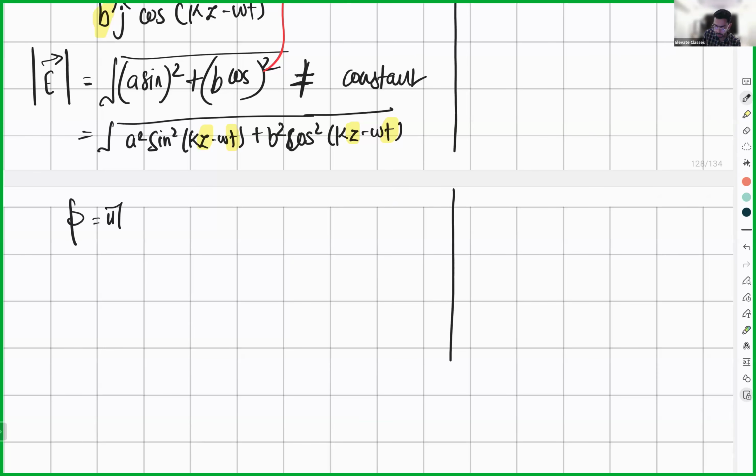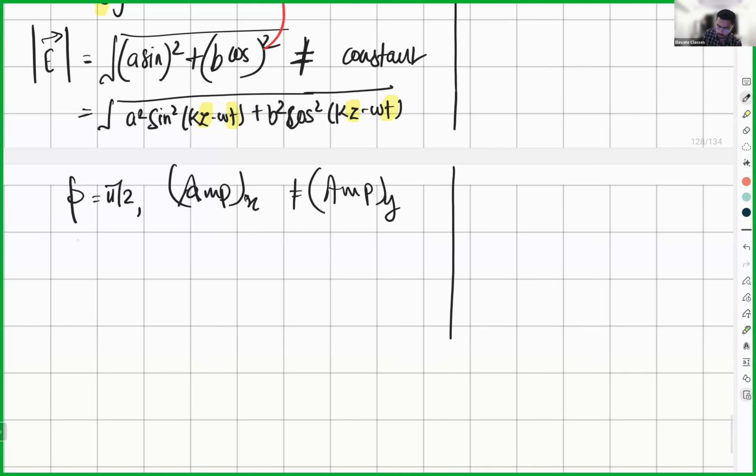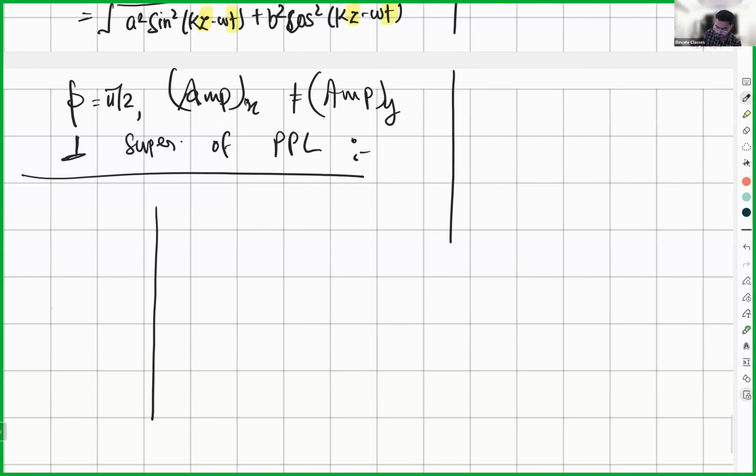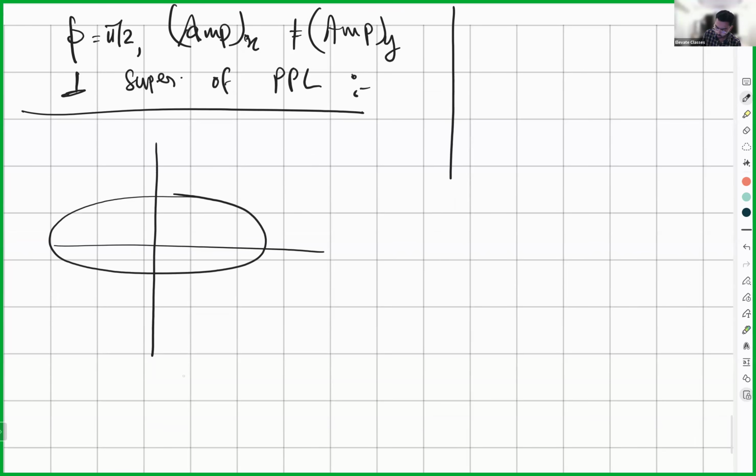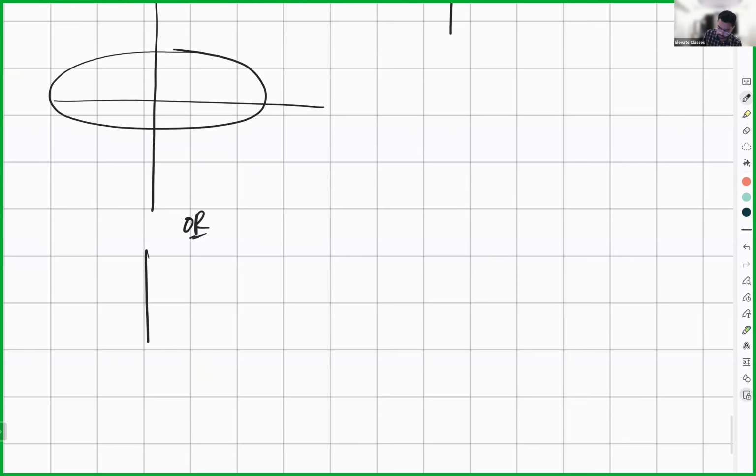So if I have the phase difference as pi by 2, A not equal to B, meaning the amplitudes are unequal, amplitude of X is unequal to amplitude of Y, and I have perpendicular superposition of plane polarized lights, then I have this type of ellipse, or I can have this type of ellipse depending on the values of A and B.